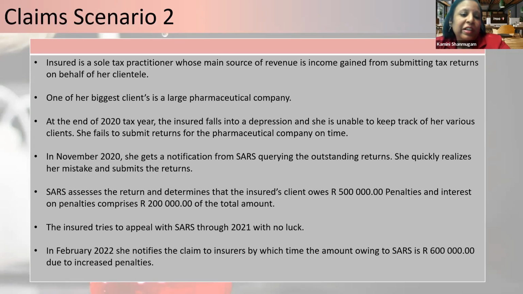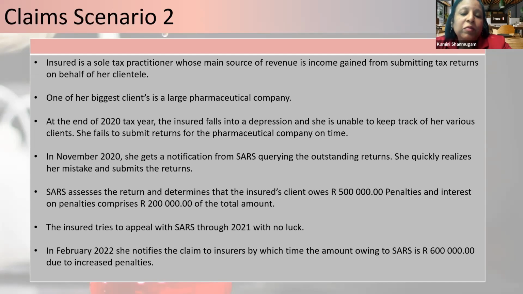The professional error is failing to submit the tax return on time to SARS. And what would be the amount claimable here? So the amount claimable here would only be the amount in terms of penalties and interest. So a lot of the time we get questions as to PI policies excluding claims for penalties.